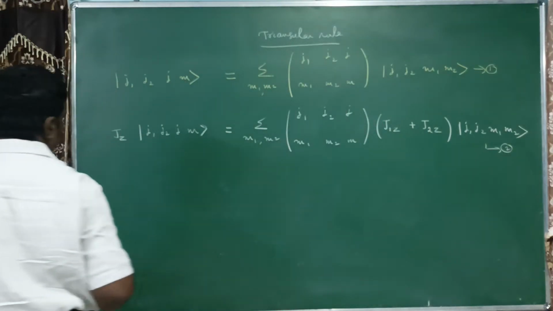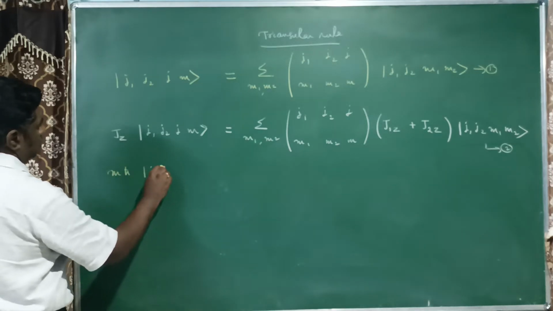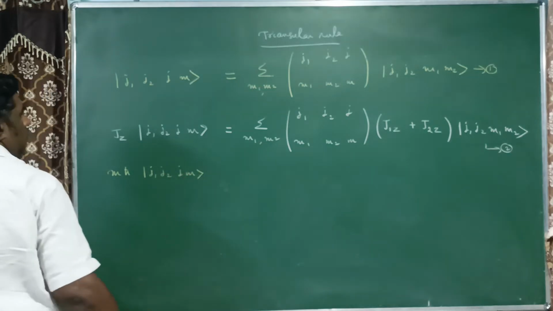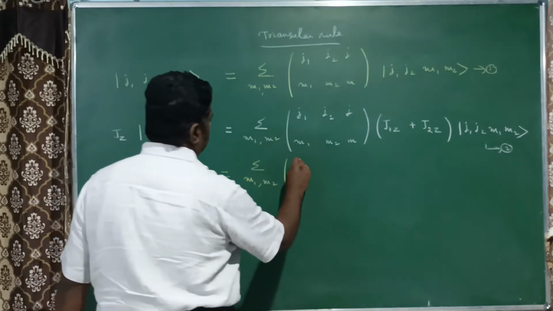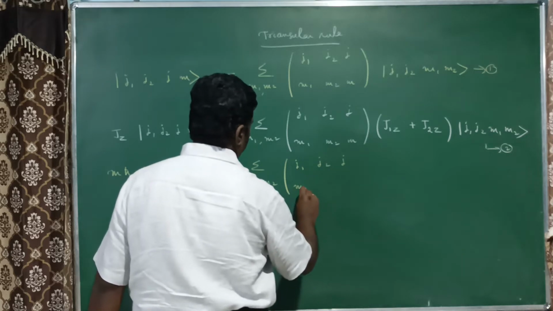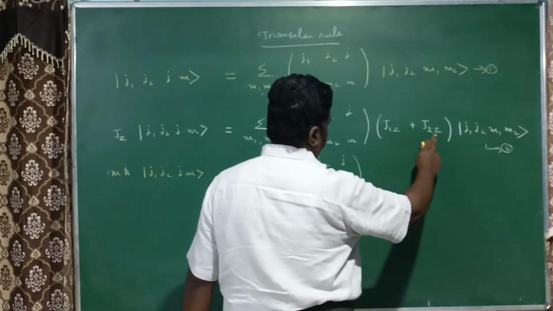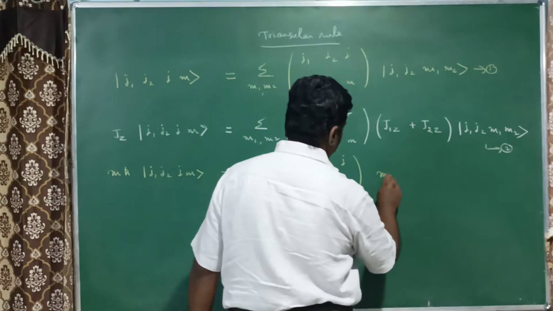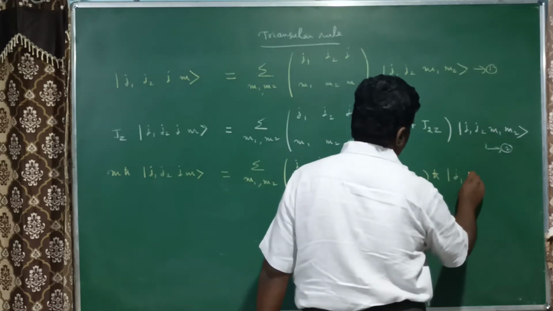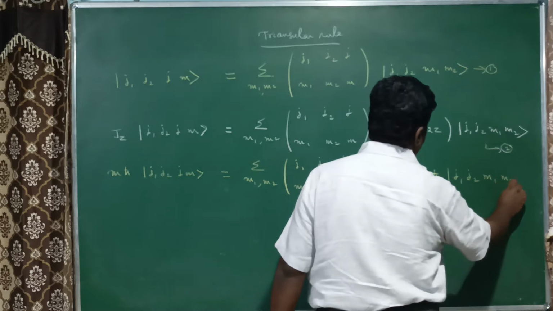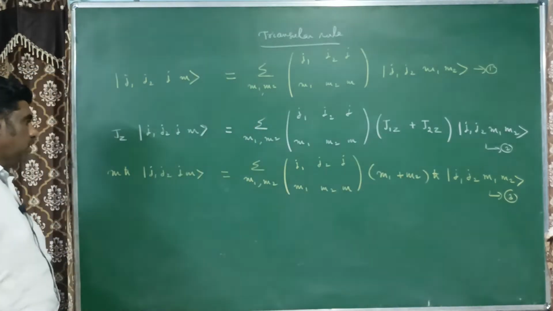Now the eigenvalue of Jz is m h cross. So this is m h cross times the same function |J1, J2, J, m>, which is equal to summation over m1, m2 of the coefficient. Then the eigenvalue of J1z is m1 h cross, whereas the eigenvalue of J2z is m2 h cross. So this is (m1 plus m2) h cross, multiplied by |J1, J2, m1, m2>. This is equation number 3. h cross is present on both sides, so we cancel h cross.